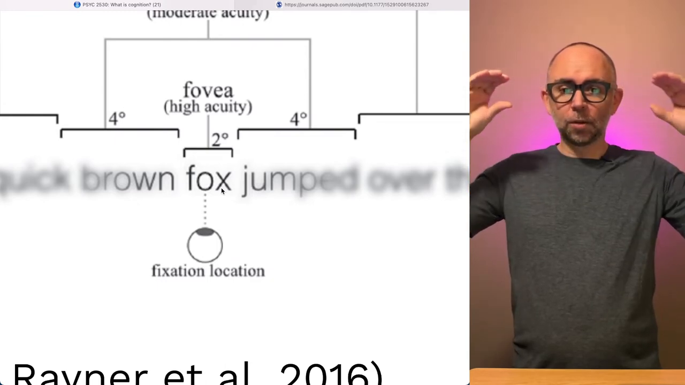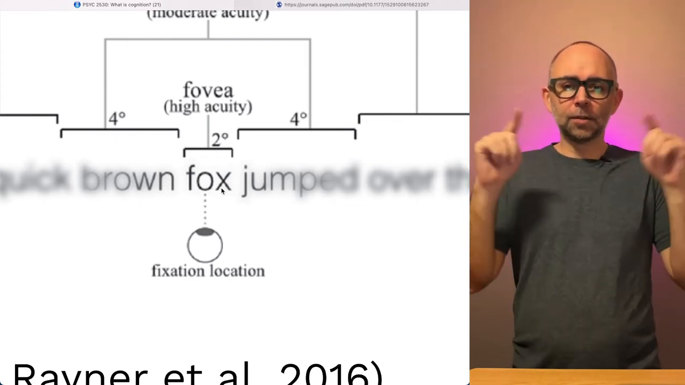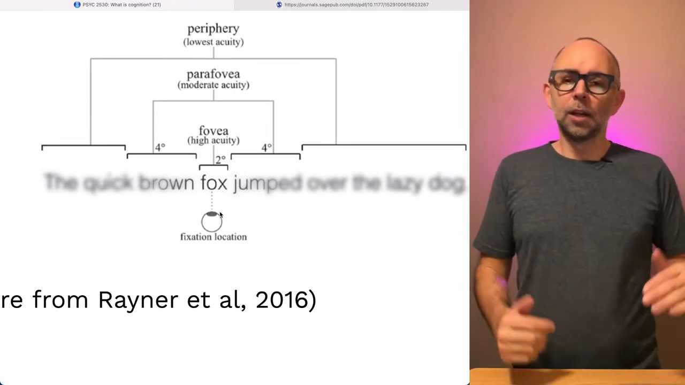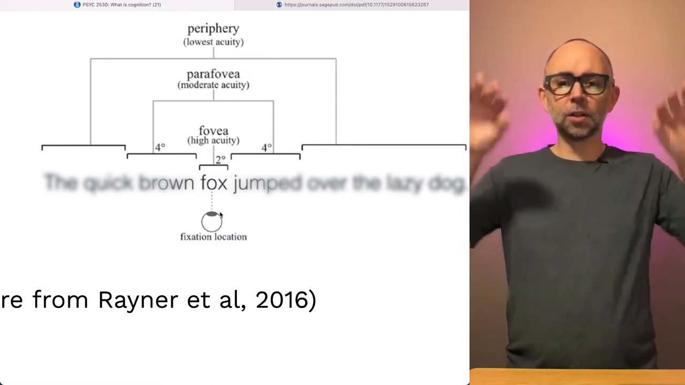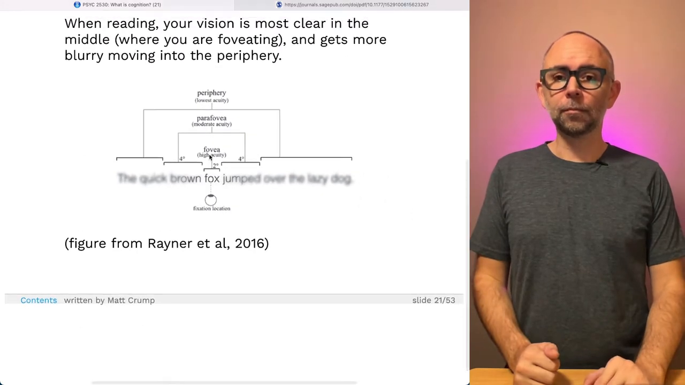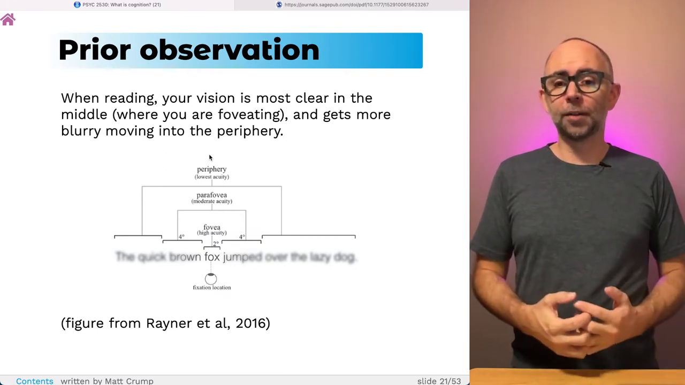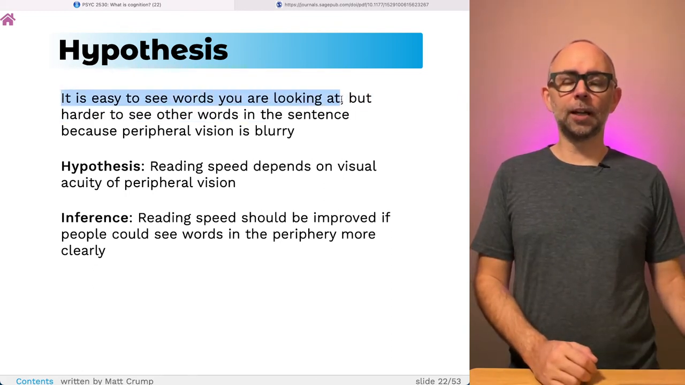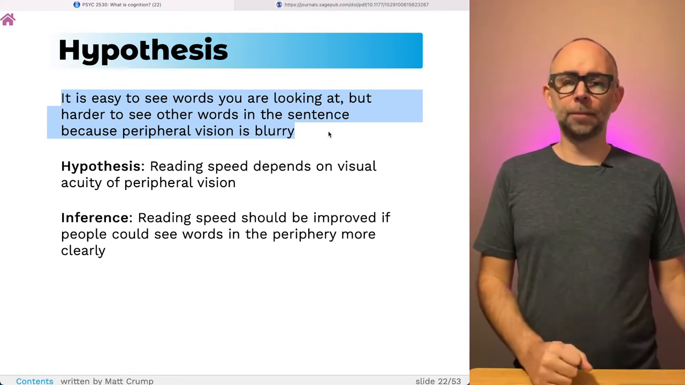If you're looking at the word fox in this example, your peripheral vision will be used to look at the letters beside on the outside. And your peripheral vision has worse acuity. So that means when you're looking at any given word in a sentence, the word you're looking at is clear, and the words in your peripheral vision are blurry. How could we use this prior observation to generate a testable hypothesis about reading? Here's an example. So we know it's easy to see words you're looking at, but harder to see the other words in the sentence because peripheral vision is blurry.